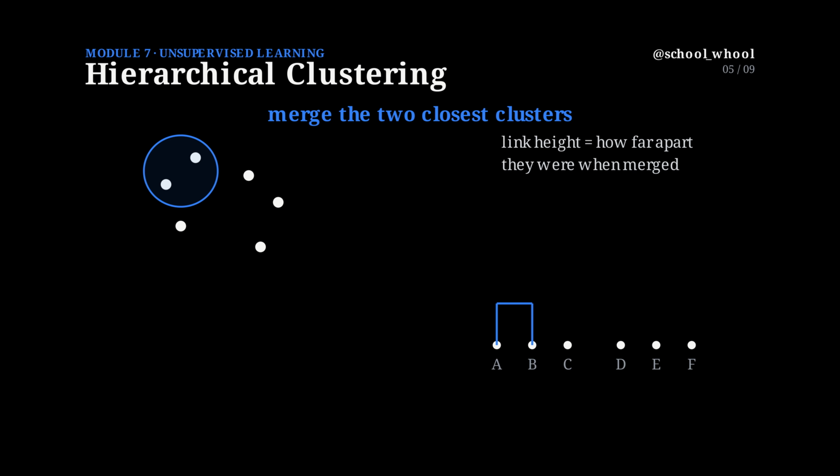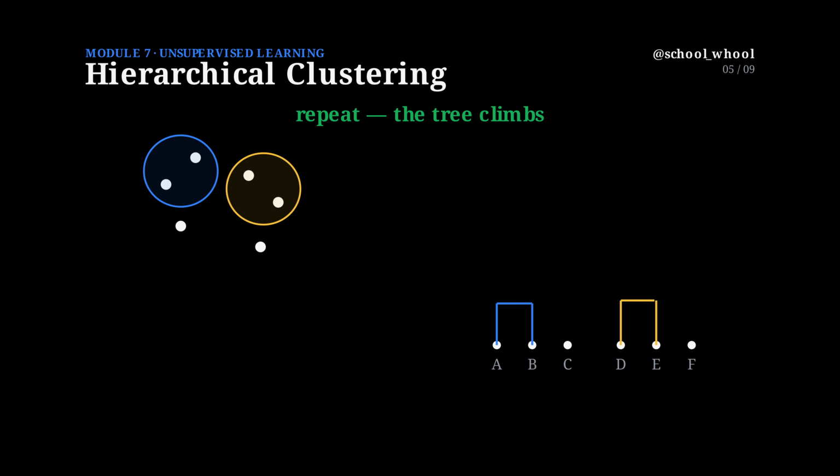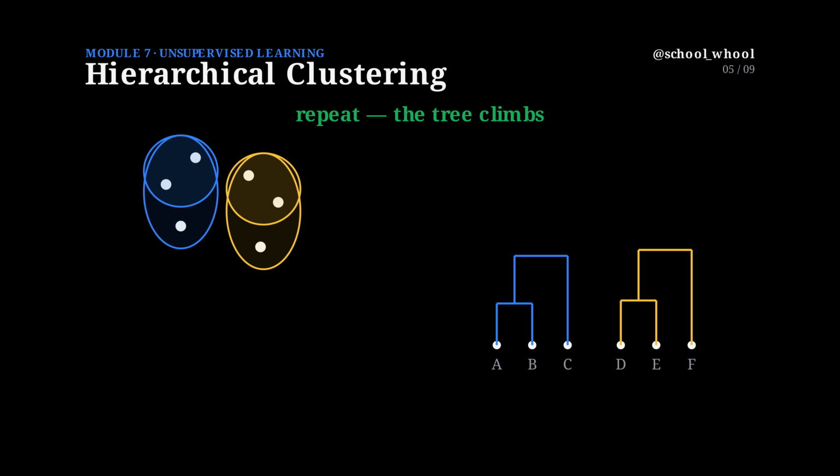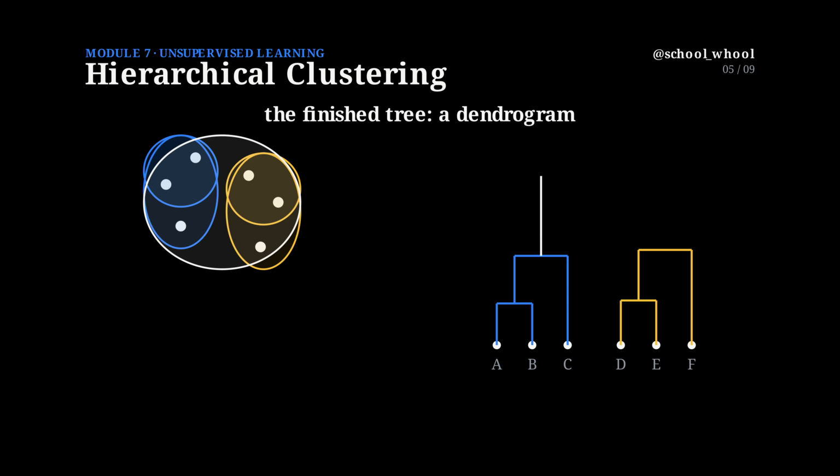In the tree below, we draw a link connecting them, and the height of that link records how far apart they were when they merged. Then we just repeat. Find the next 2 closest clusters, which might be 2 points, or a point in a group, or 2 groups, and merge them. Again and again, the little clusters fuse into bigger ones, and the tree climbs higher with every merge. Eventually everything joins into one cluster at the top, and the tree is complete.